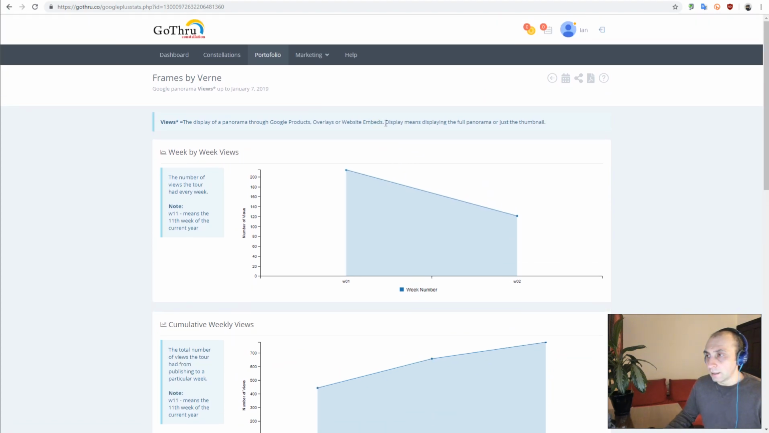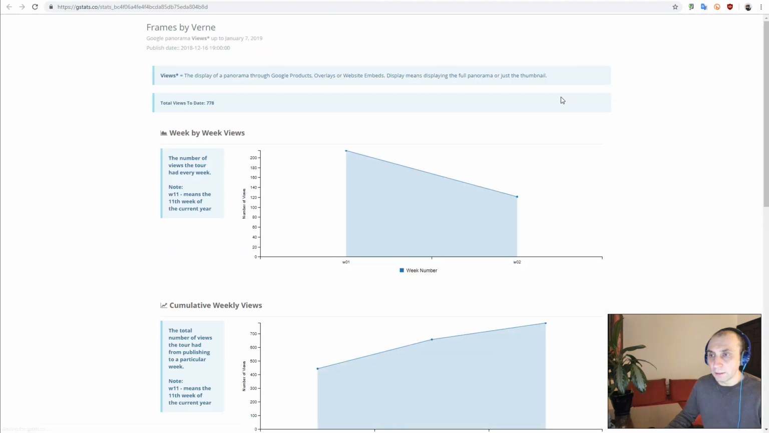Besides this, you will notice here that we have a few more buttons, and this button is share statistics. When you click on it, GoThru will create a unique link that can be shared with your client. No need for your client to log in. And the beauty of this link is that whenever we scan, like every Monday, the page will be updated with the new data.